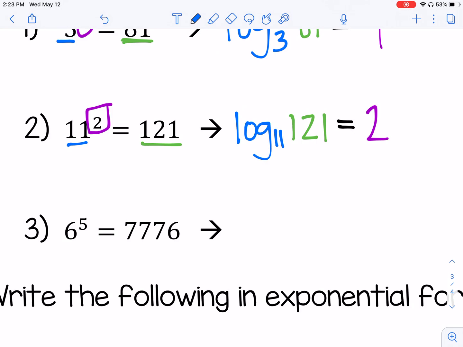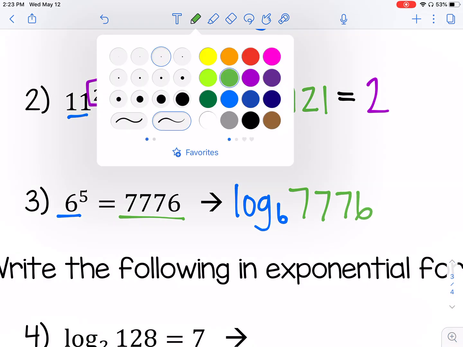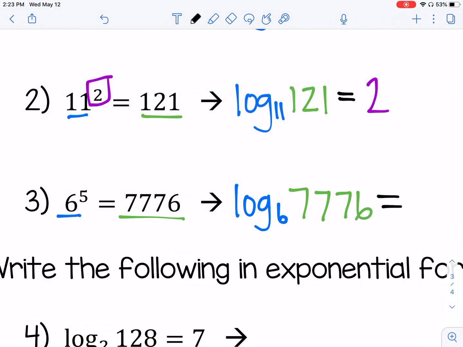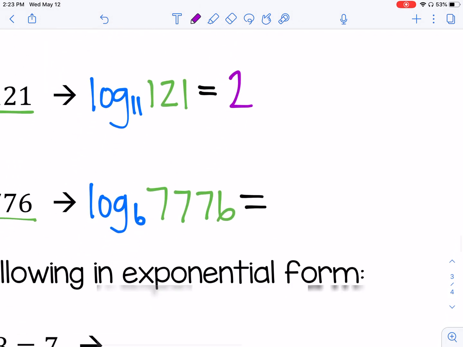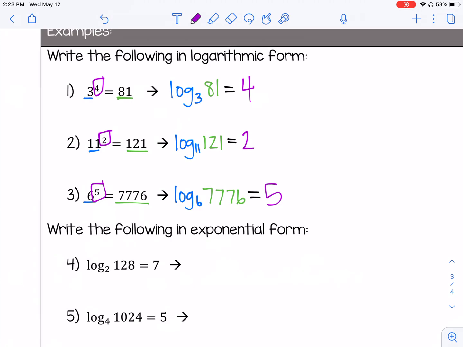Okay, let's do one more. The log, what's our base? 6. What's our power? This really long thing, 7,776, is equal to our exponent. Our exponent is 5. Okay, that's how we do those ones. The same pattern every single time.